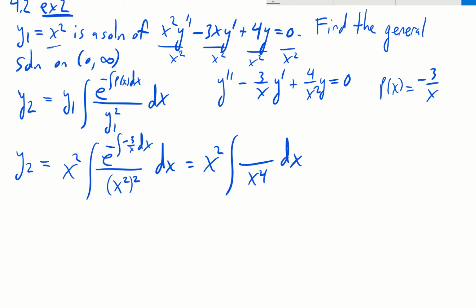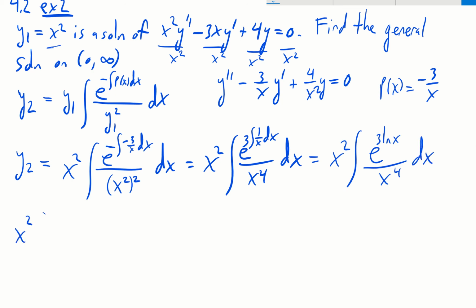For this piece here, this is going to be e, the negative and the negative will make a positive. I can pull the 3 out. You would get 1 over x dx. We know that that's going to integrate to a natural log. So we have x squared times the antiderivative of e to the 3 times the natural log of x, all divided by x to the fourth dx. This is x squared times the integral. Bring the power in. So it's e to the ln of x cubed over x to the fourth dx.